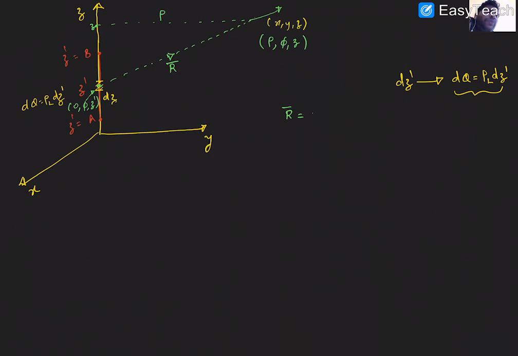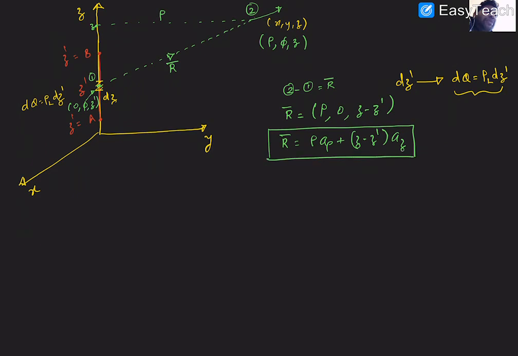So r is equal to point 2 minus point 1. This is point 2 and this is my point 1. So 2 minus 1 is your r. So rho minus 0 is rho, phi minus 0 is phi, and then z minus z dash. So r is equal to rho a rho plus z minus z dash into az. Now you see the variable z dash, at this z dash, this is the vector r.